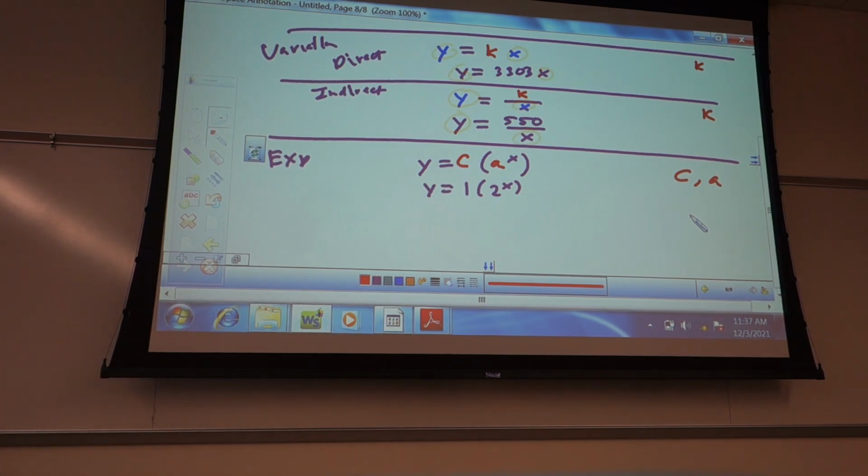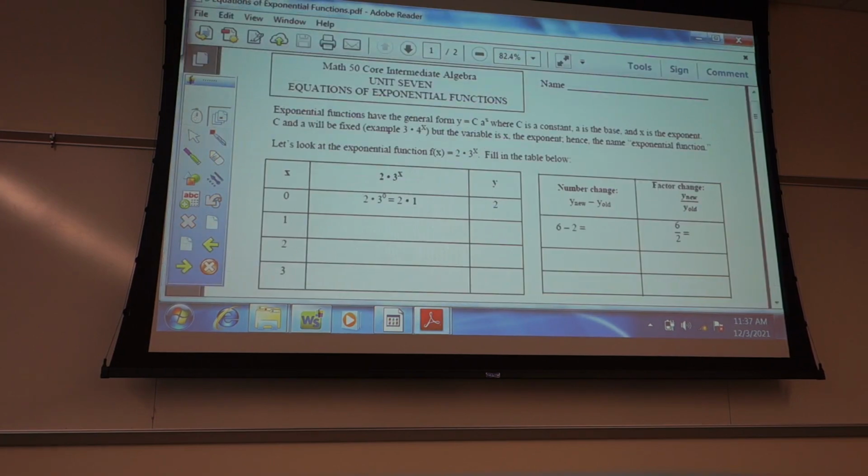Do they usually give you c and a in the word problem? Yeah. So we will often give you c and a. Sometimes you need to find them. That's what we're exploring right now. That's a great question.